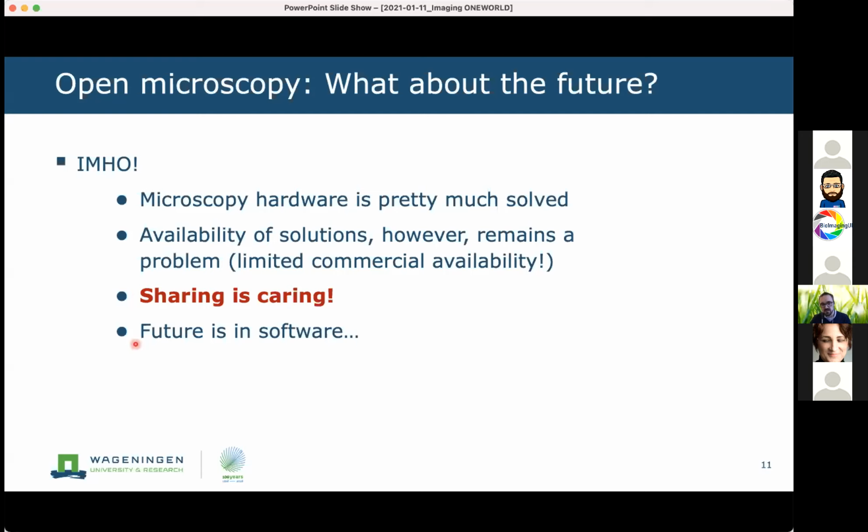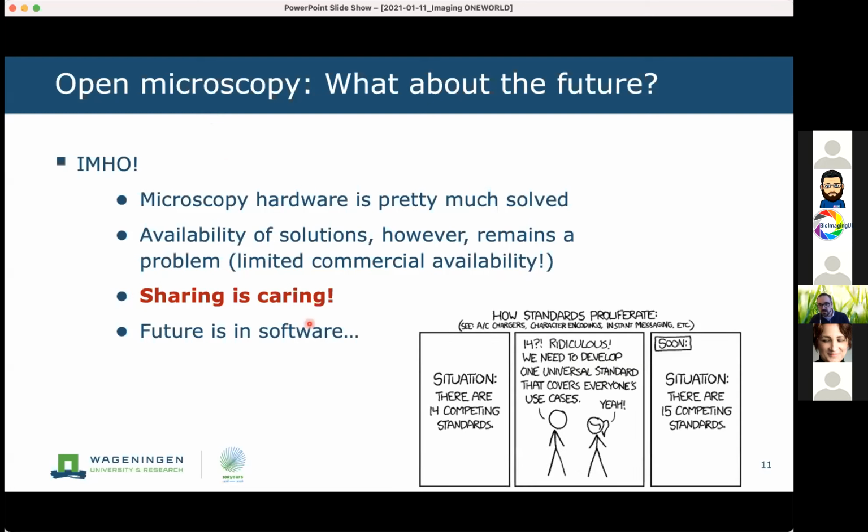In microscopy, what currently seems to happen is that the future is in software. Really functioning software will be more and more important. And we have seen all those very fancy deep learning things that even pull out data from nowhere. But again, keep in mind, if I say the future is in software, you end up with the same problem. You will have standards and you think, oh, we should combine all of them, and you will have another competing standard.